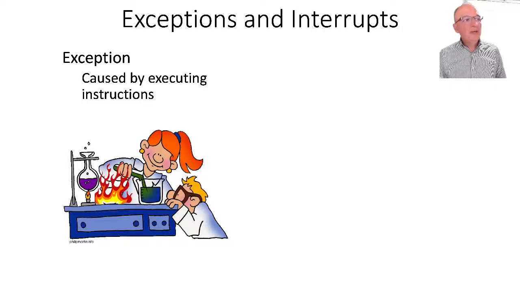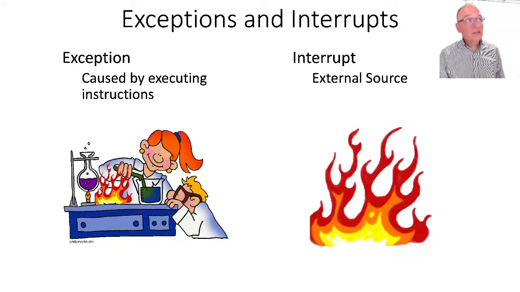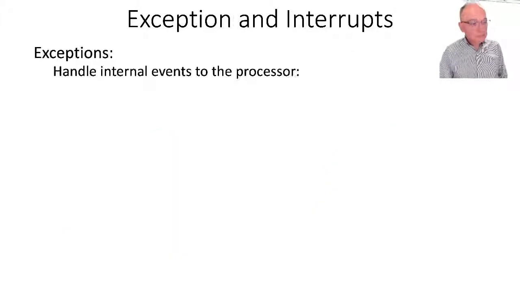For example, we may have been teaching a chemistry class, and we may have been the ones that started the fire. So in this case, the event will be an exception that's caused by the execution of the instructions in my code. An external event, something like a fire that started elsewhere in the building, is an interruption. So the difference between an exception and an interruption is that the exception happens because of something that I'm doing myself, the interruption happens because of an external source.